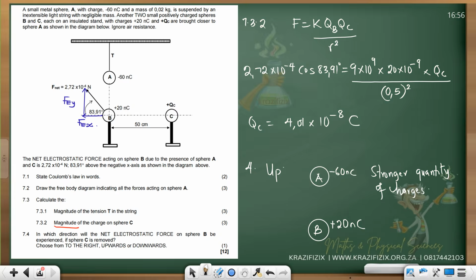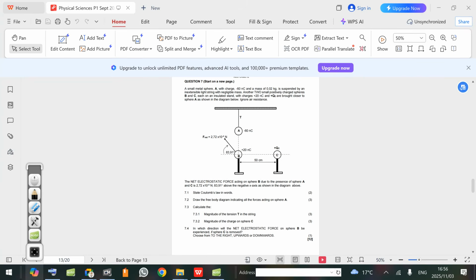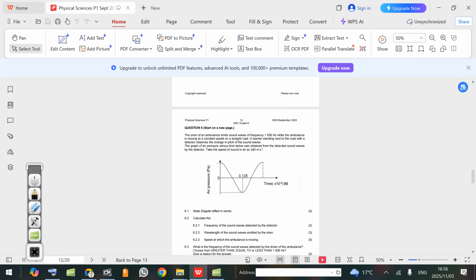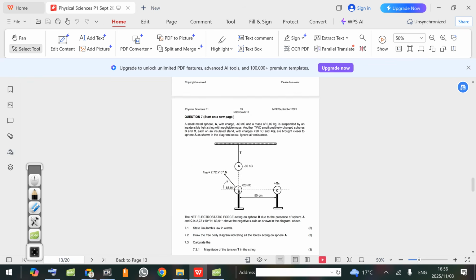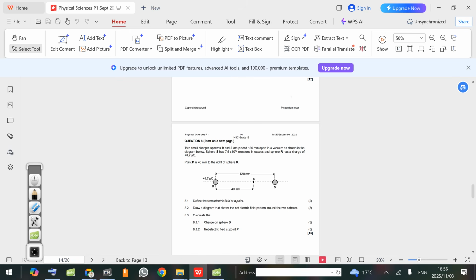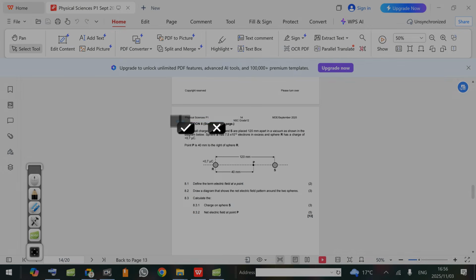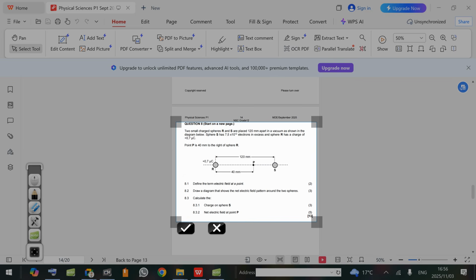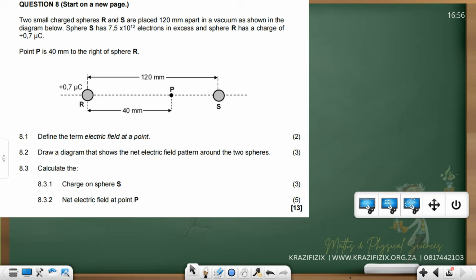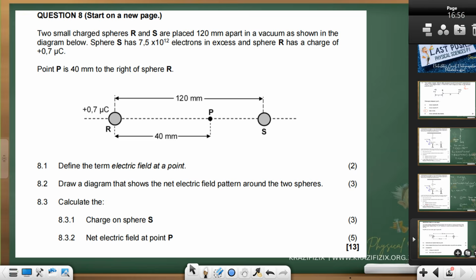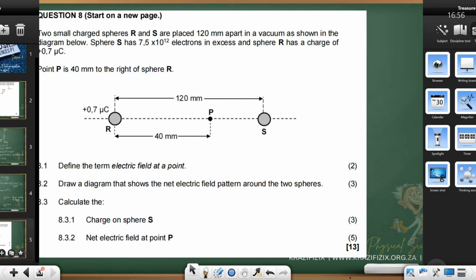Okay, since there's no question, let's go and work for ESCOM now. Oh, no. We still have this, still on electrostatics. Okay, let's do this one in 7 minutes. 13 marks, but it's possible. 10 minutes. First one is definition. Second one is drawing. The only calculation is 8.3.